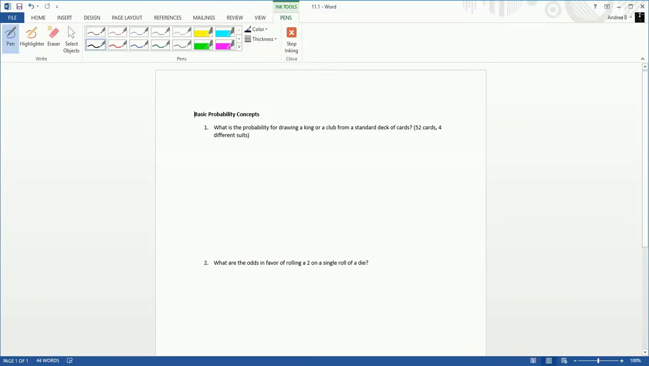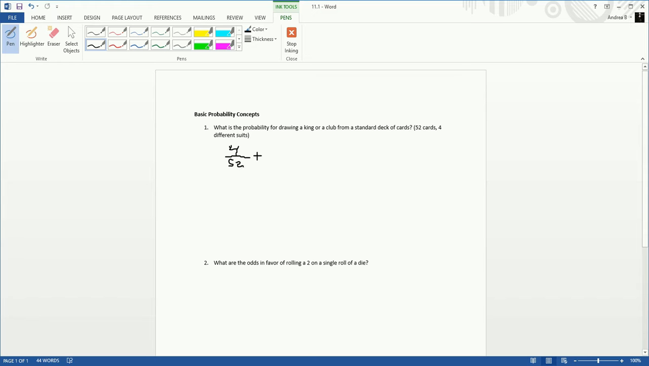All right, here we have some basic probability concepts. First one is, what is the probability of drawing a king or a club from a standard deck of cards? There's 52 cards in a standard deck of cards with 4 different suits. So that means that there are 4 kings because there's 4 different suits. So there's a king in each suit out of the 52 cards.